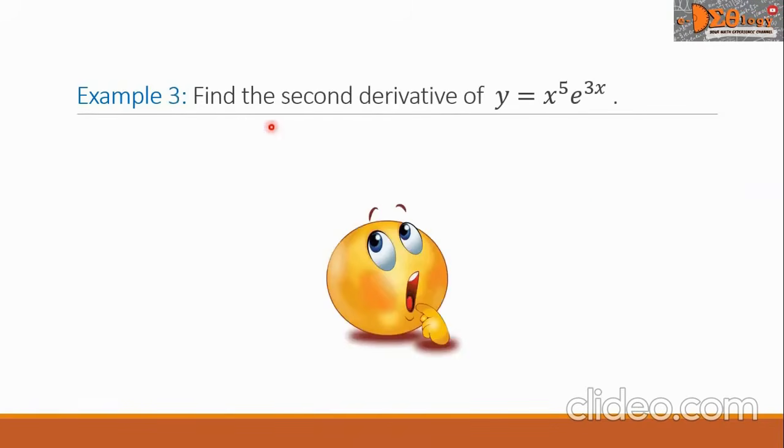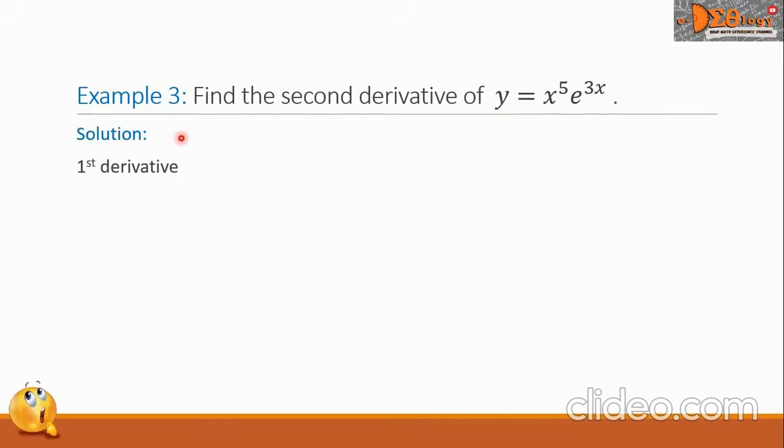Example 3. Find the second derivative of y equals x raised to 5 e raised to 3x. In this problem, we can see that we need a product formula. Let us now solve the first derivative. So dy over dx equals x raised to 5 times the derivative of e raised to 3x plus that e raised to 3x times the derivative of x raised to 5.